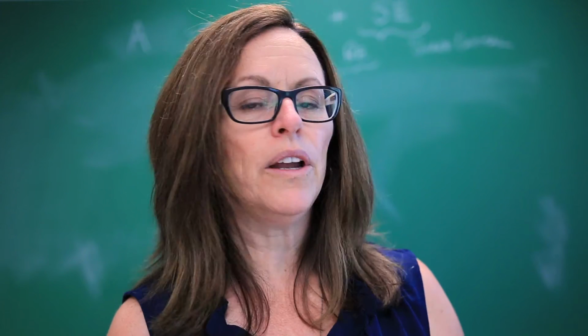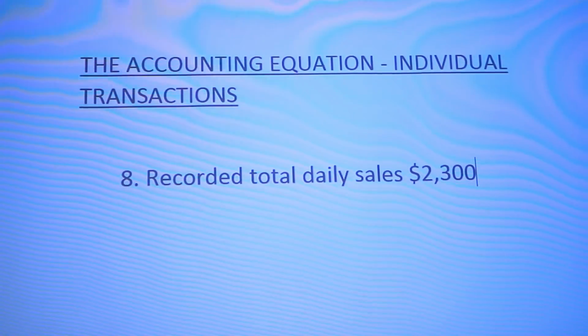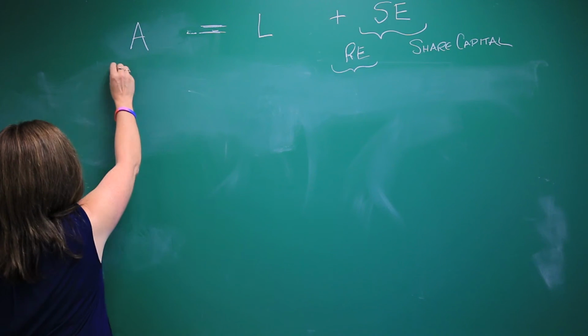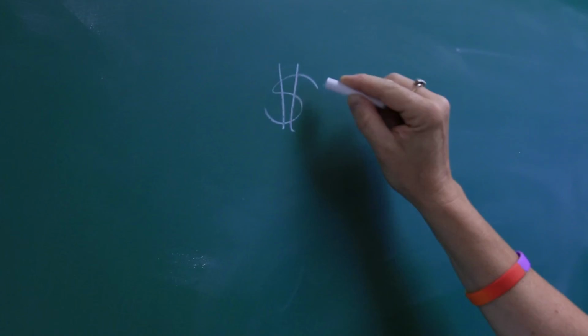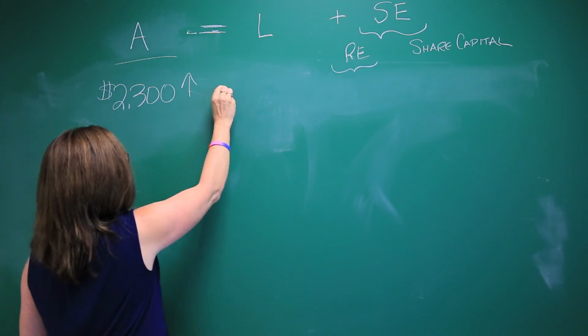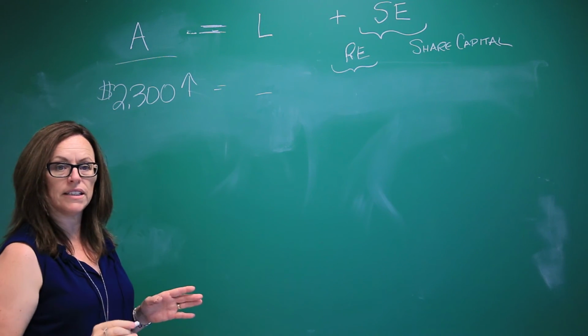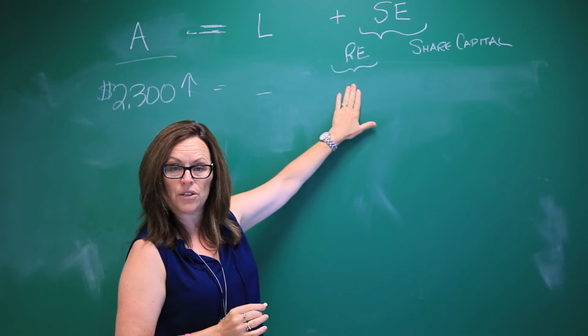Okay, example number 8 and our last example. We are going to record the daily sales, $2,300. And so how are we going to do that? So our sales, again, we're impacting cash. And so cash, $2,300. Our assets have gone up. There's no impact on liabilities and no impact on share capital, so we know it falls under retained earnings.